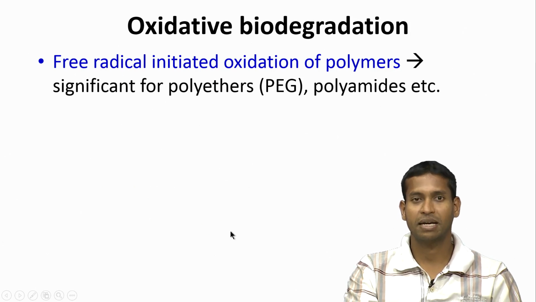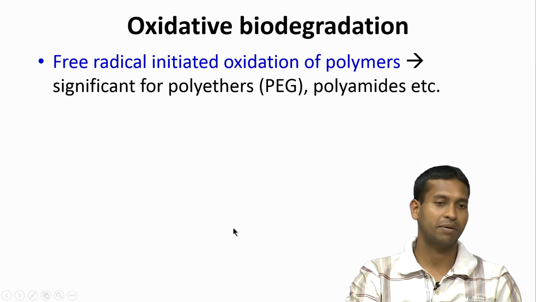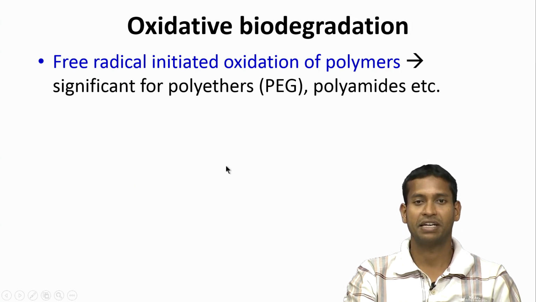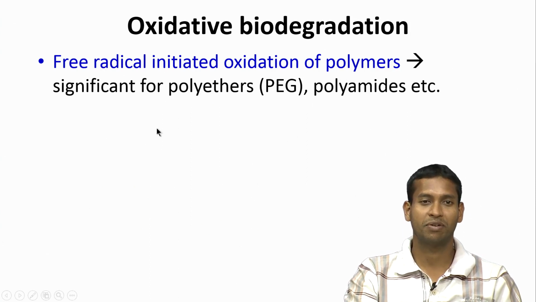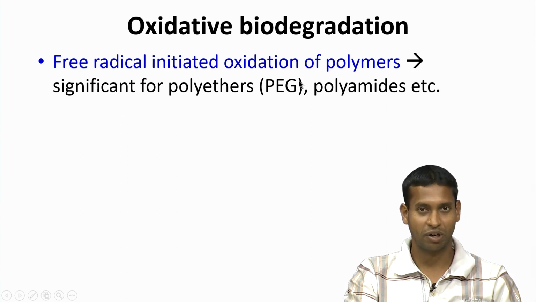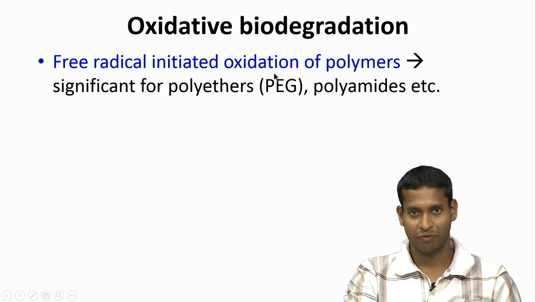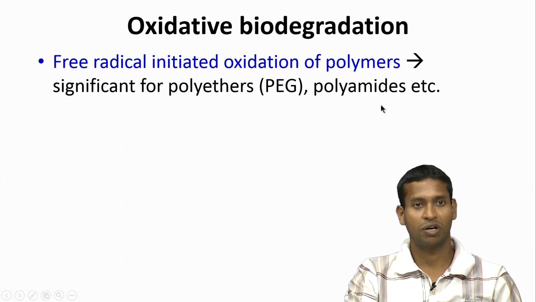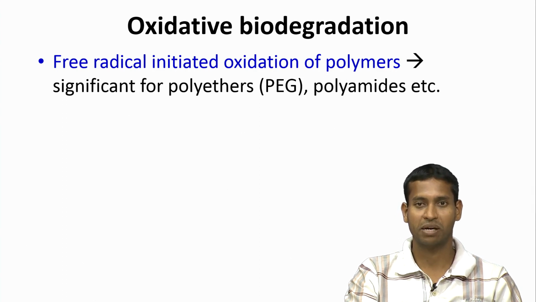And then the host also has the capability to do oxidative degradation. That basically means that it generates some free radicals which then oxidize the polymer. Some of the ones that degrade by this process are polyethers, one of the major classes of which is PEG, or polyamides, which are present throughout our body as proteins. All proteins are polyamides.